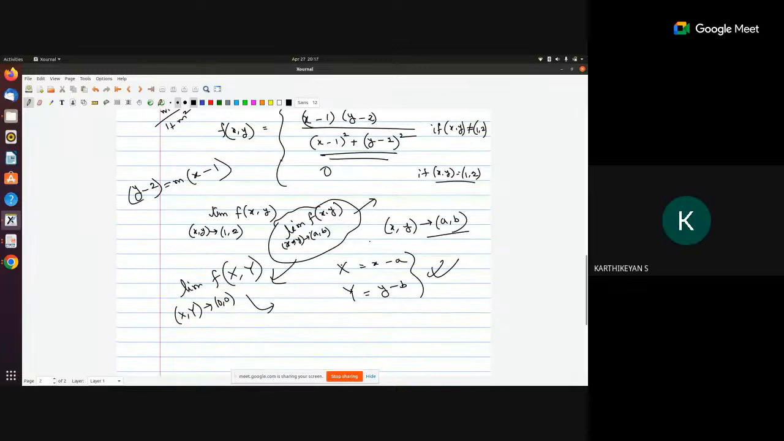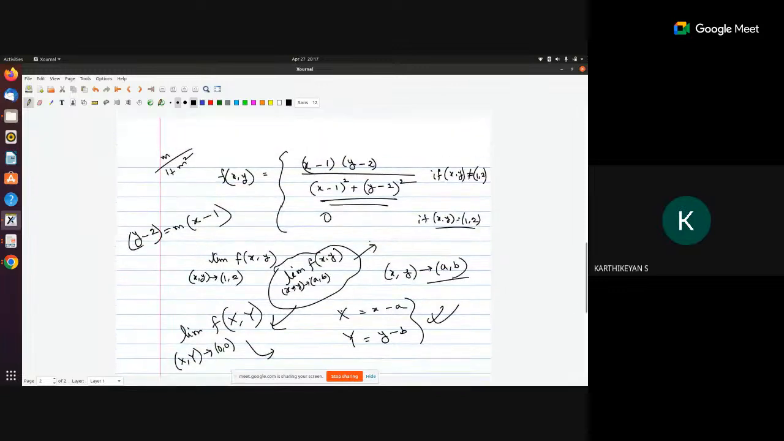Sir, if they are asking us to check whether the function is continuous at origin, then how to do? Because now you are shifting it to 1, 2, then they will ask to check the continuity at this point itself. 1, 2 only. Because for origin in this case, you know what the function is, and that is continuous, right? Because at origin, what is the value of the function? What is f(0, 0)?